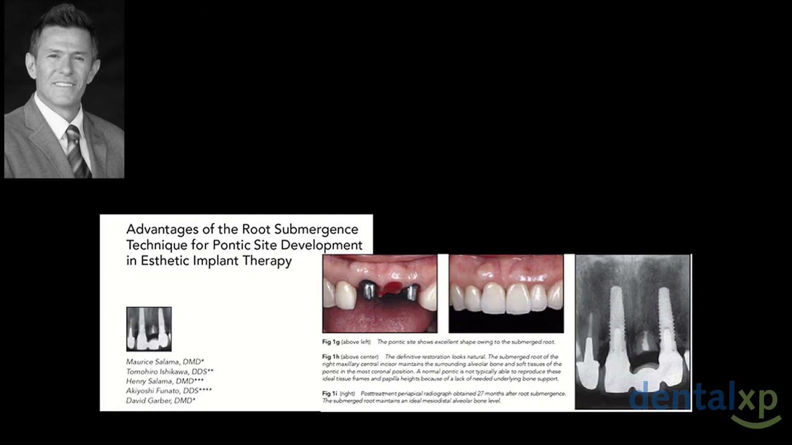This was the publication. If you want to take a look at this article, you can find it on dentalxp.com. This is something that we published with our friends and colleagues in Japan, Tom Ishikawa, Aki Funado, Henry and David and myself. And really, for me, this is one of the articles that really led to a lot of the concepts you're going to see over the next couple of days.